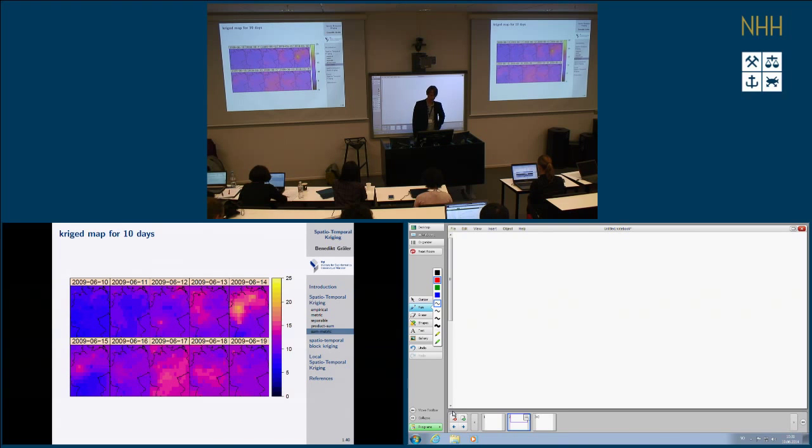And here we started off with the 10 days of observed values, and here are the 10 days of interpolated values. We have again very calm first days, then something builds up here and then dissolves to the southeast, as an interpretation.